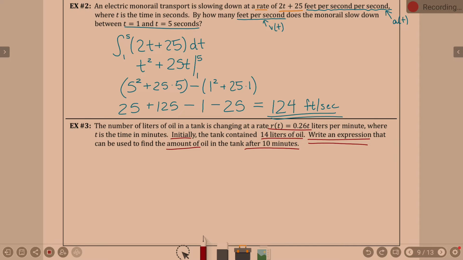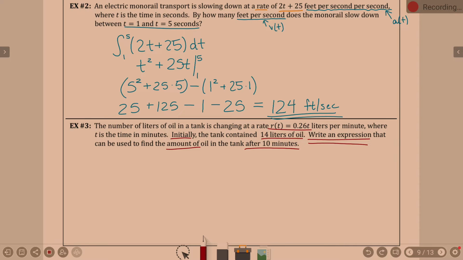Got a thought? Do you subtract that integral from the original? What do you mean? You have 14 minus the integral. We're not going to subtract it, though. We're going to tack the 14 on front, then add it to the integral from 0 to 10 of the rate dt. Right. Initially, the tank contained 14 liters of oil, right? Yeah. That's your initial amount.